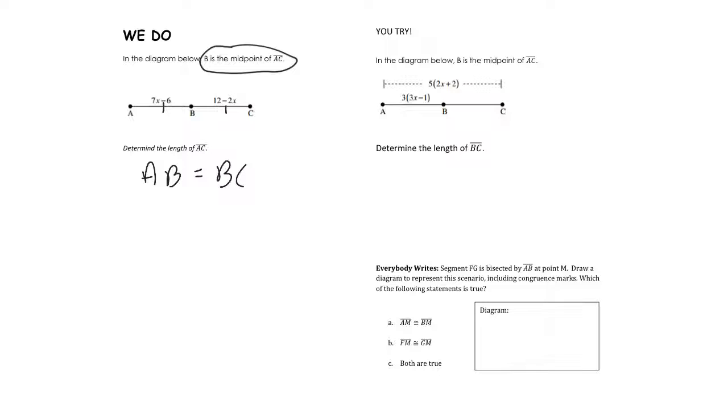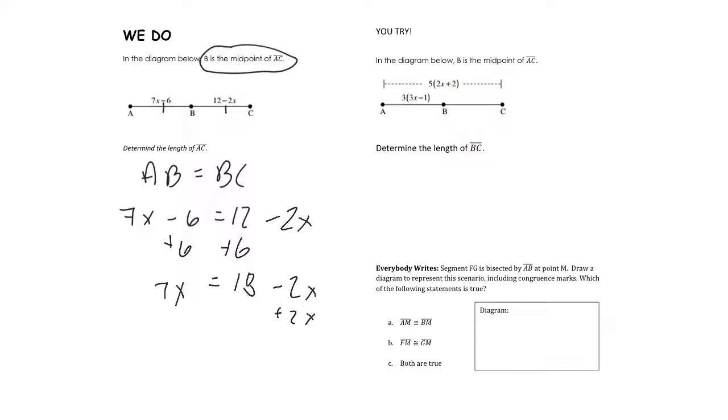So I don't know the total of the line, so I can't add up the parts to equal the total, but I do know the pieces are equal, so I can say 7x minus 6 equals 12 minus 2x. Gotta read carefully. All right, now I'm just going to solve for x. So I'm going to add 6 to both sides to make the numbers positive. So we get 18 minus 2x equals 7x.